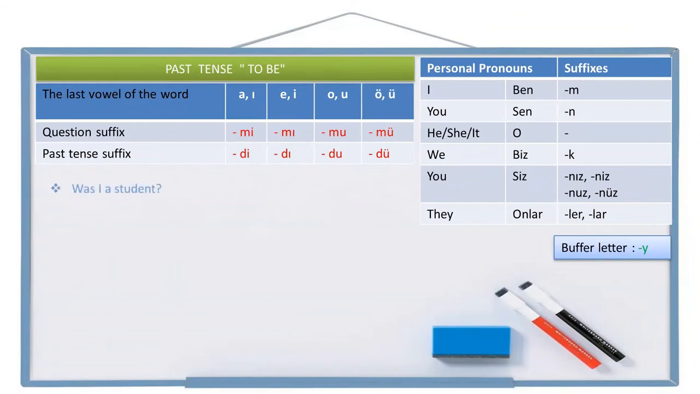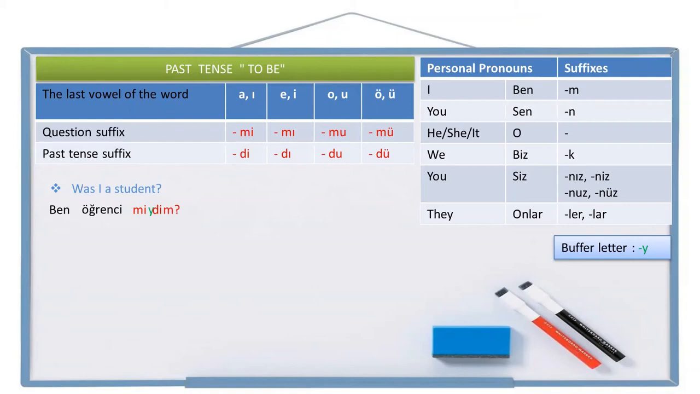Let's write an example. Was I a student? Let's write the person pronoun I first. Ben. Student, öğrenci. Question suffix mi. And then past tense suffix di. And the buffer letter between them. Person pronoun suffix to the end. Ben öğrenci miydim? Was I a student?